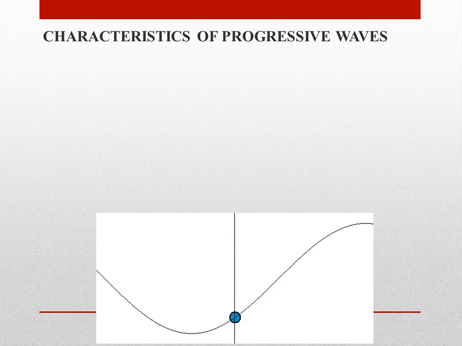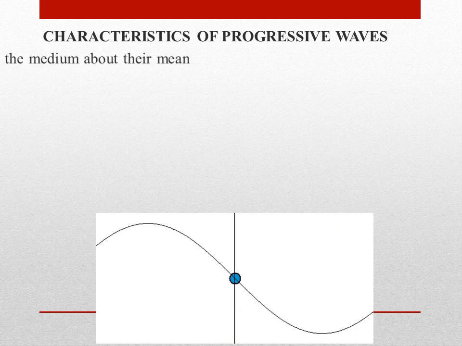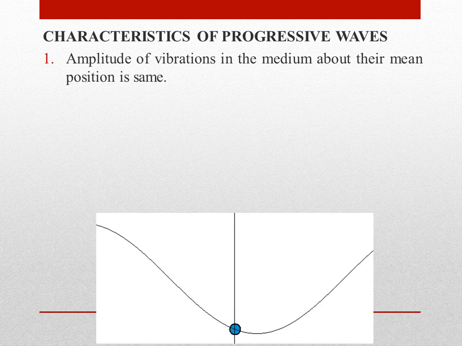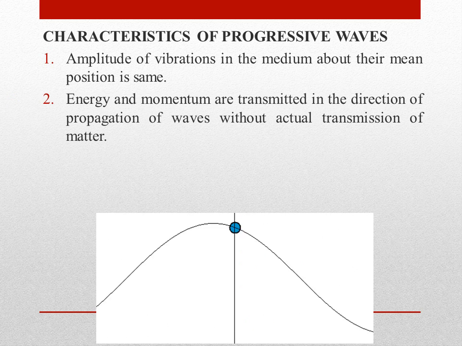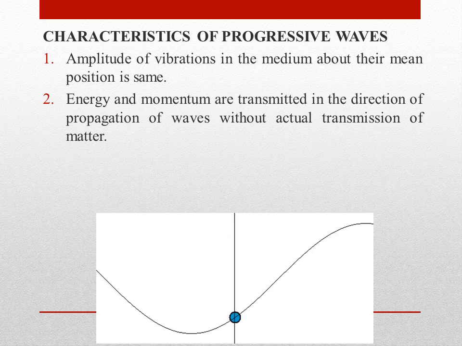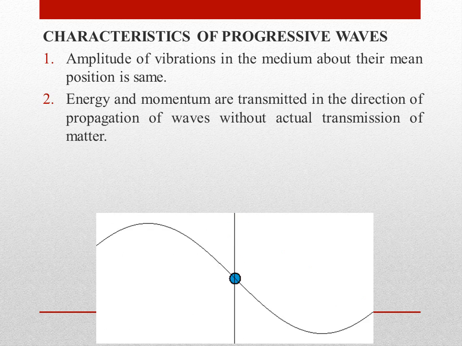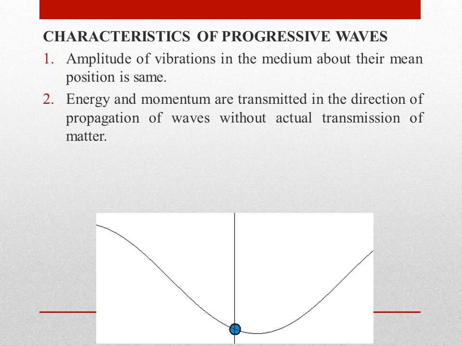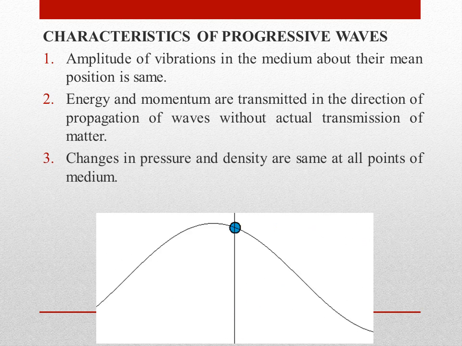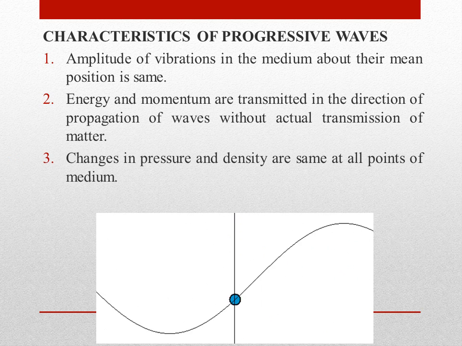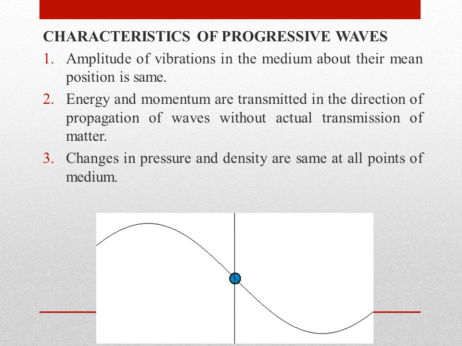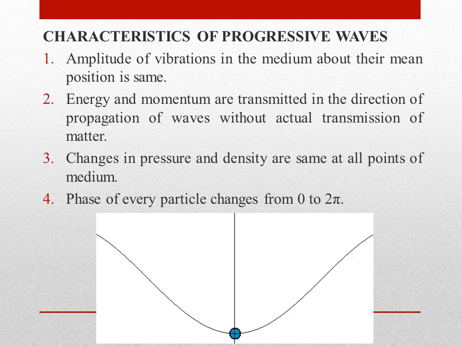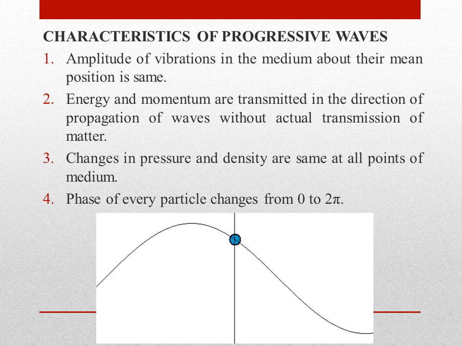Now for the characteristics of progressive waves. The amplitude of vibrations in the medium above the mean position is the same. Energy and momentum are transmitted in the direction of the propagation of the waves without actual transmission of any matter. Changes in pressure and density are the same at all points in the medium. The phase of every particle changes from 0 to 2 pi.